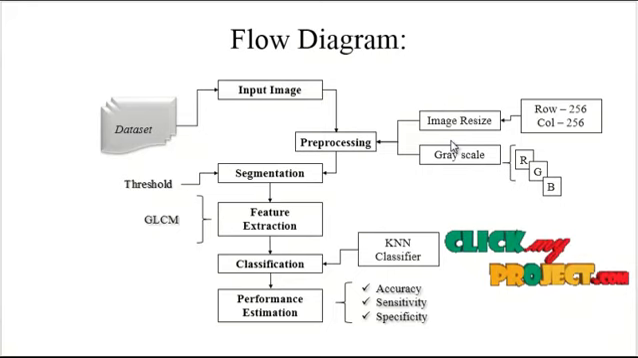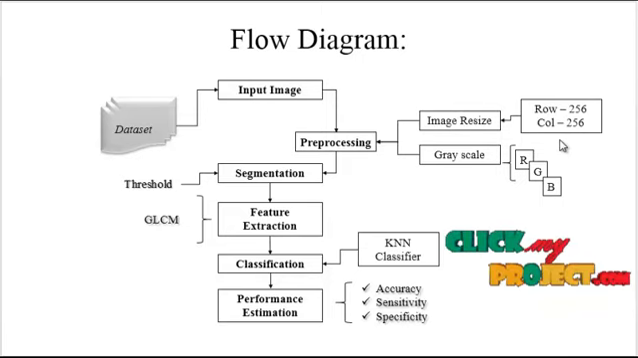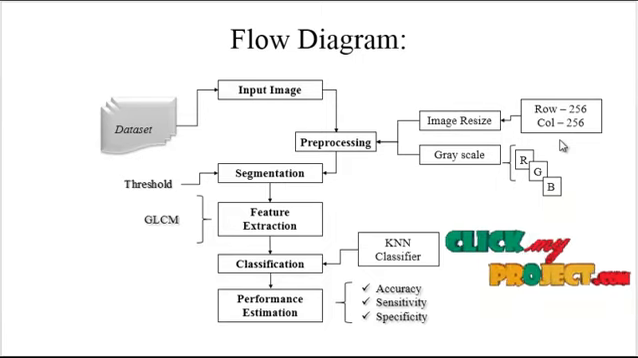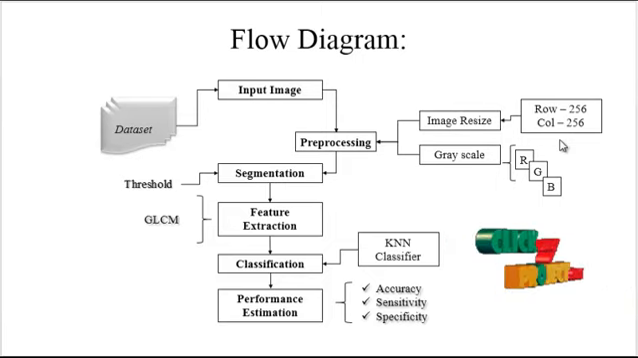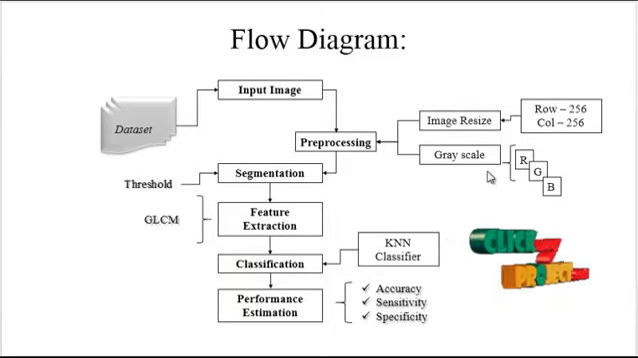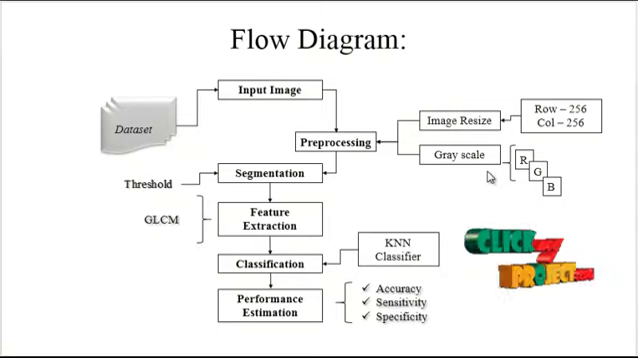In the resize step, we resize the image to a particular size of 256 cross 256, which means the size of the row will be 256 and the size of the column will be 256. After converting the image to 256 cross 256, we convert the image into grayscale format, or separate the RGB channels. If the input is a color image, the channels have to be segregated into RGB.